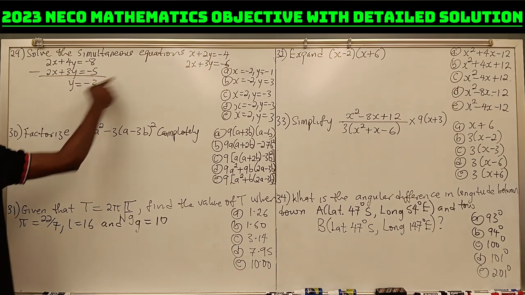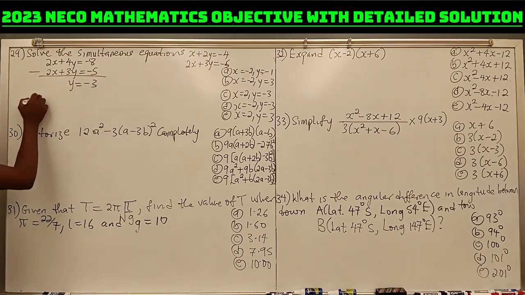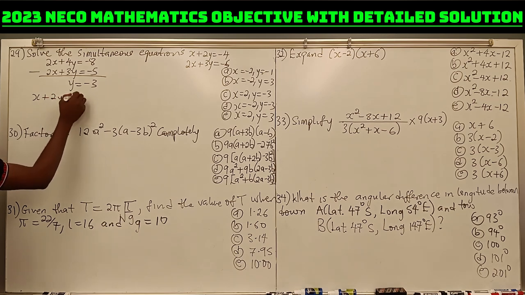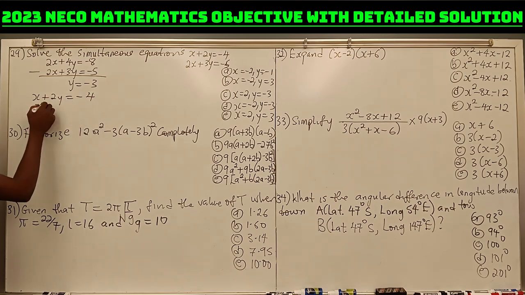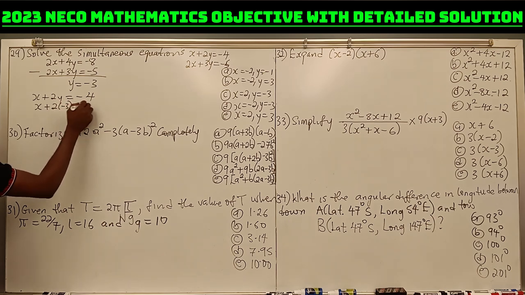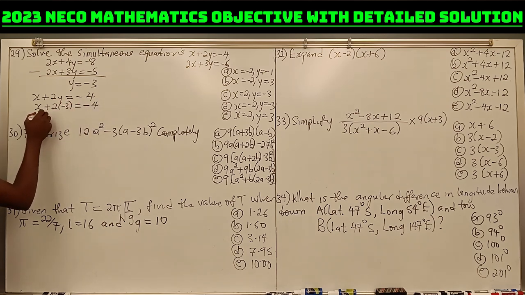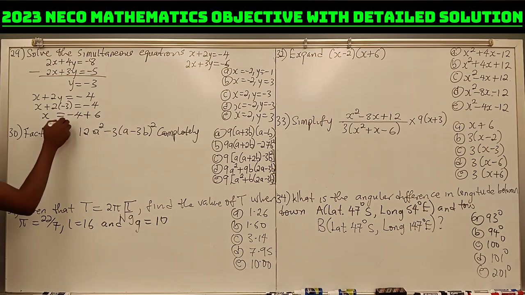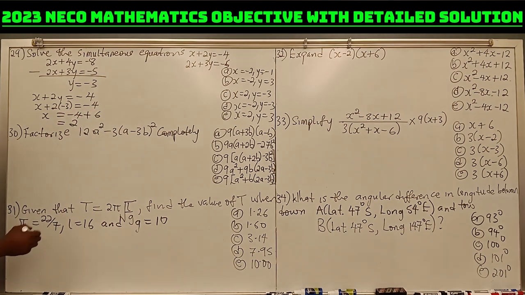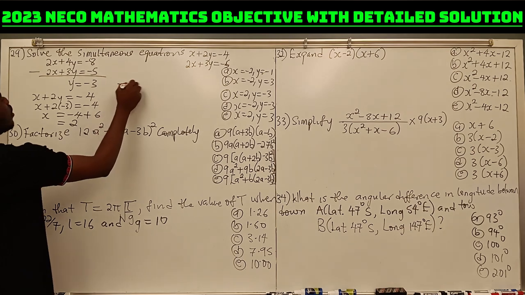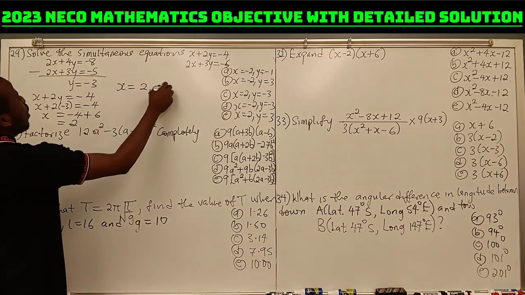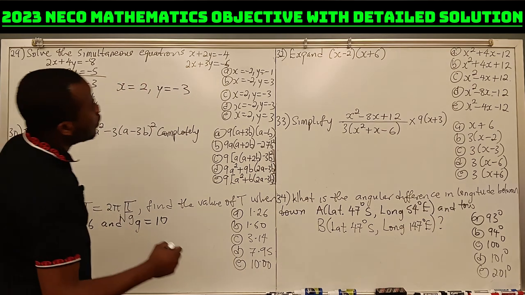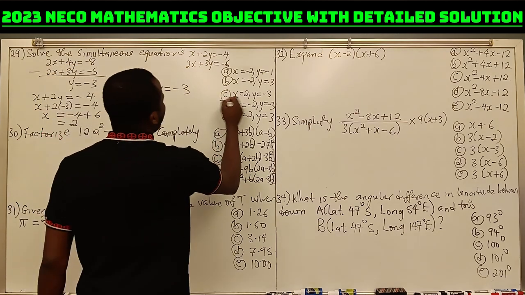So if we put this in equation 1 here, x plus 2y equals minus 4, x plus 2 times minus 3 equals minus 4. This is minus 6. Take it to the other side, minus 4 plus 6. So x is 2. So we'll have x equals 2, y equals minus 3, which is C.